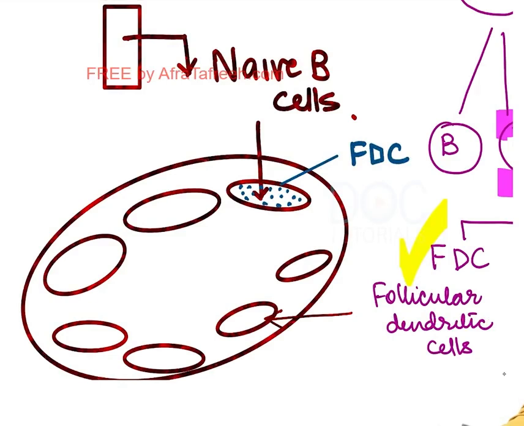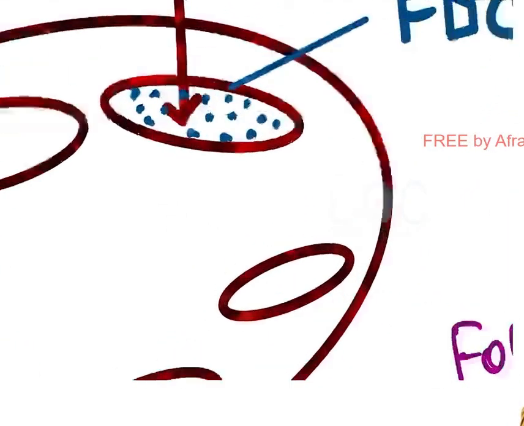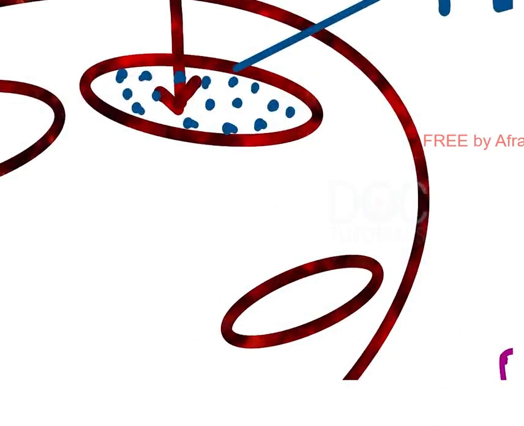Now what happens? As soon as the naive B lymphocyte enters the follicles, the follicular dendritic cell, a very strict teacher, says, like Kabir Singh says, see, this is a medical college, Preeti, you have to know how to study. This is a medical college, so you have to be very serious.